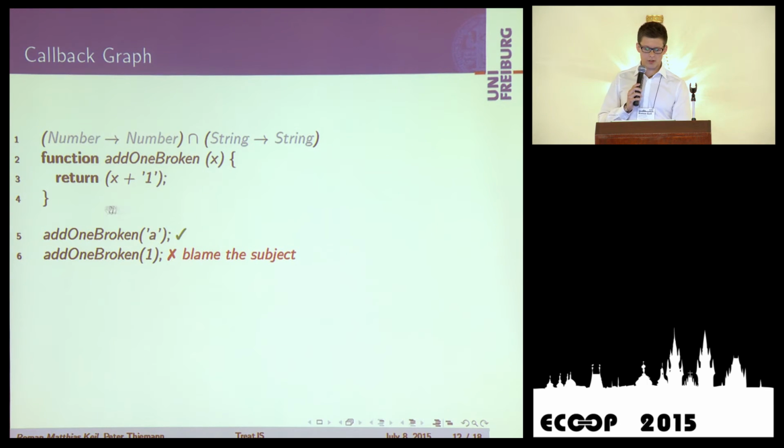So in our example, we first call the function with a string value, and in this situation we do not see the violation, and a second time we call the function with a number value, and in this situation our contract system will blame the subject.